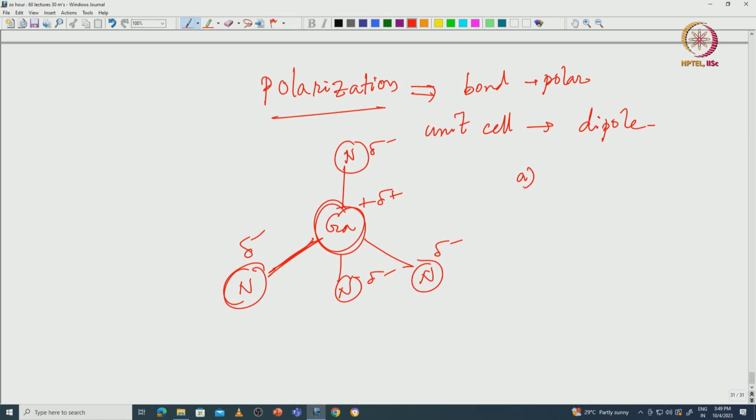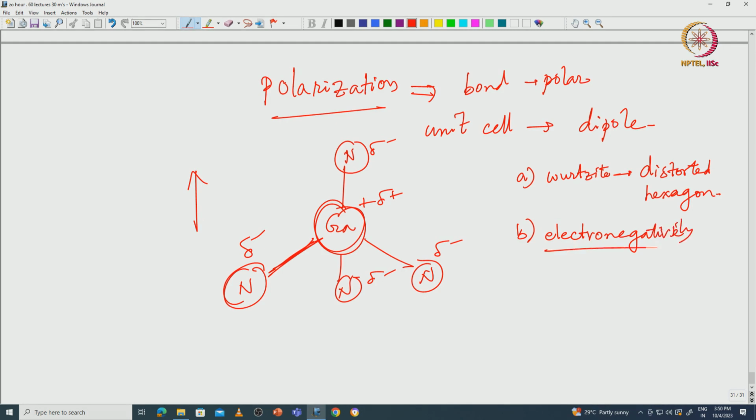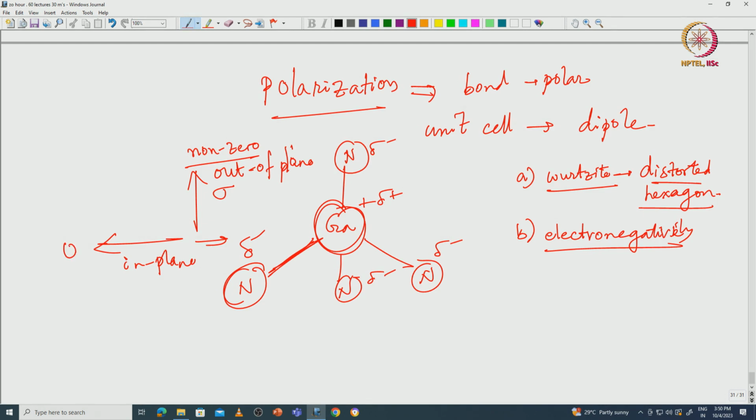This asymmetrical distribution of the electron cloud, which gives rise to partial positive and partial negative charges on the gallium and nitrogen atoms respectively, happens because of 2 reasons. Reason number one, it is wurtzite, which means it is a distorted hexagon, okay. So the total polar bond, the polarization across each bond, does not add up to 0 when you look in the Z direction. The second reason is that there is a very high electronegativity difference between the atoms. Both of these factors combine to lead to a non-zero polarization in the Z direction. We call it out of plane. Anything in the Z direction is called out of plane. So in the out of plane direction there is a non-zero polarization, I call it sigma. In plane is the xy direction, and in plane there is no polarization. Only in the out of plane direction there is polarization.